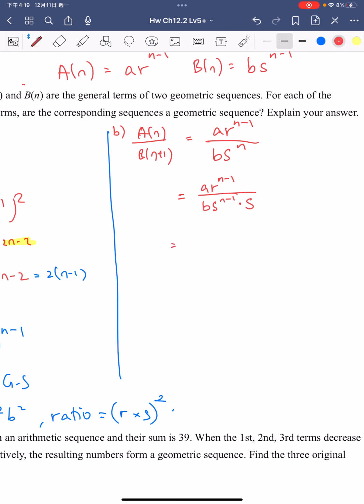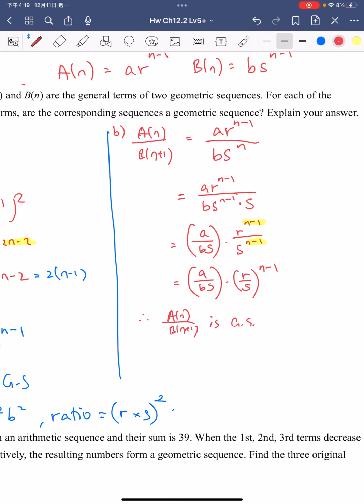Then we can combine them to say that this is a over bs, and then we times r to the power of n minus 1 divided by s to the power of n minus 1. Again, as the power is the same, we can combine them, so it becomes a over bs times r over s to the power of n minus 1. So which means that a_n over b_(n+1) is a geometric sequence with the first term t1 equal to a over bs, and the ratio is equal to r over s. So try to see again, this is our a r to the power of n minus 1. Any sequence with this pattern is actually a GP.